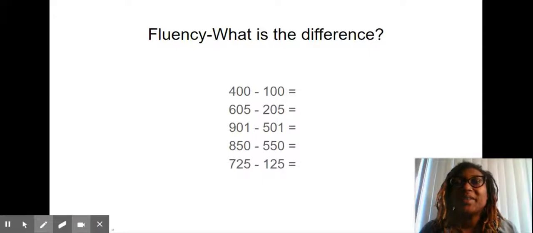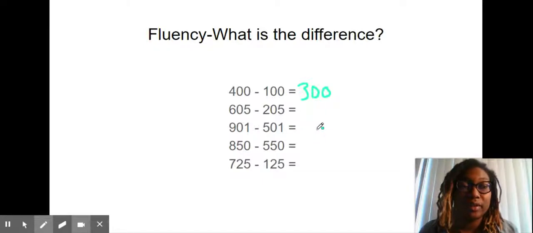Okay, so for fluency today, we are doing what is the difference. So we have 400 take away 100. So my tens and my ones are the same, right? They have zeros. So I have to look at my hundreds place. 4 take away 1 is 3, and 0 take away 0 is still 0. So my ones and my tens do not change. And remember, for fluency, we're trying to do this in the quickest and most efficient way.